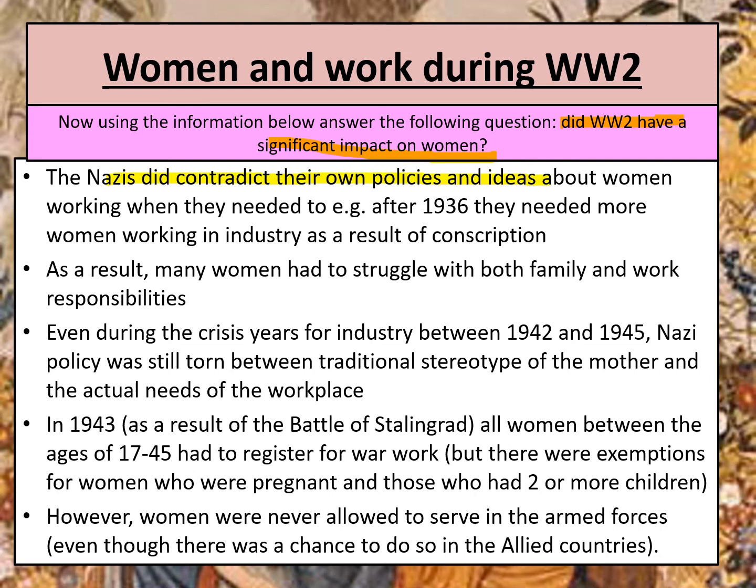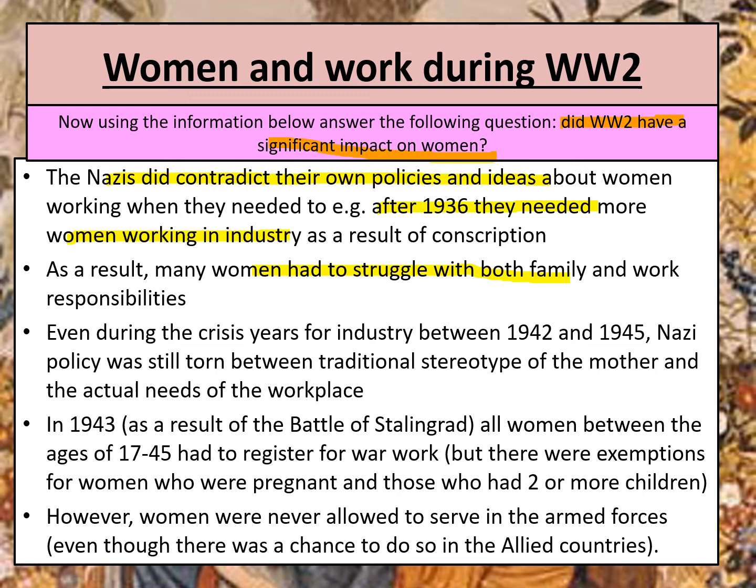For instance, after 1936, lots more working class women had to go and get jobs in industry as a result of the Nazi policy of conscription. Conscription is when you force men to join the army for small periods of time, and they'd introduced that in 1935, and that had taken away a key labour force for the Nazis, so lots of working class women had to step up and go back to work. As a result, lots of those working class women had to struggle with both family and work responsibilities.